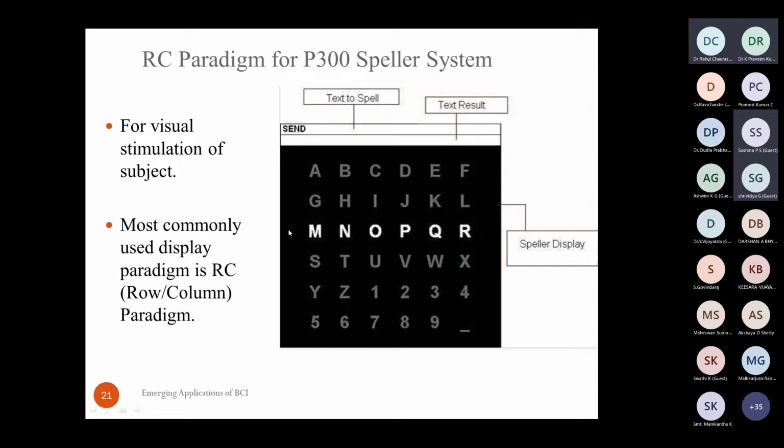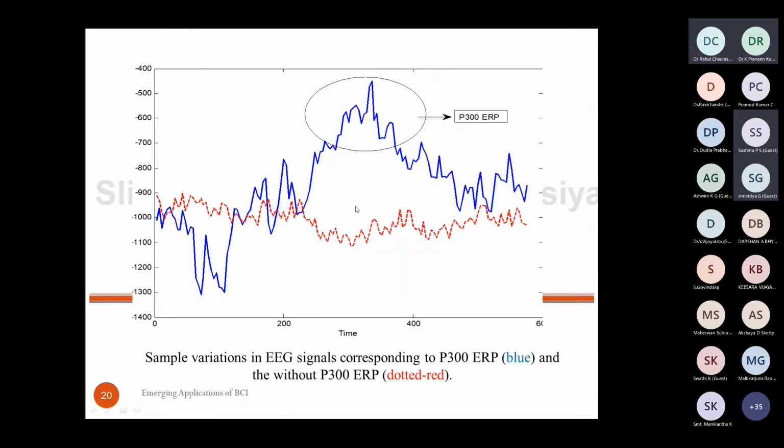But what happens? Suppose a person is focusing on H. But maybe he has missed that H one time, or maybe at the same time he has blinked his eye, or maybe he has moved his muscles. So that P300 ERP which you are seeing here might not be as accurate as in this case. So it will be difficult to detect it.